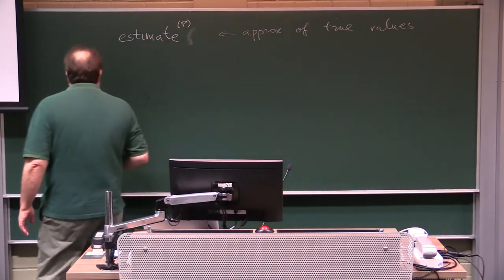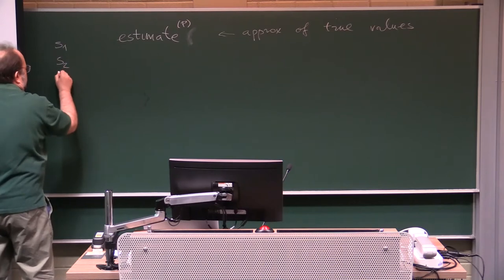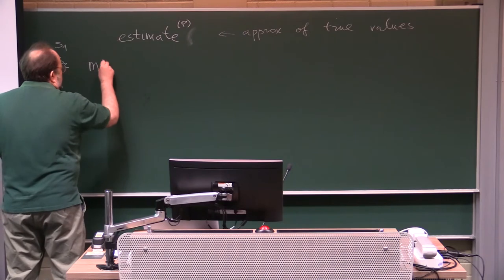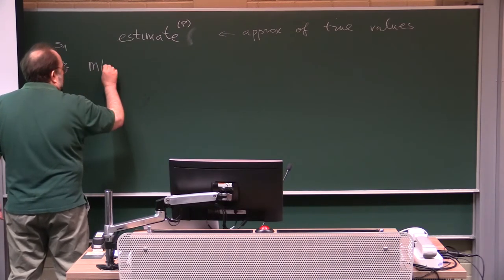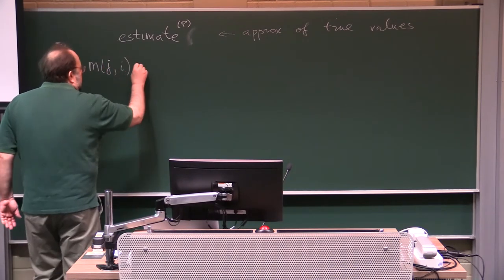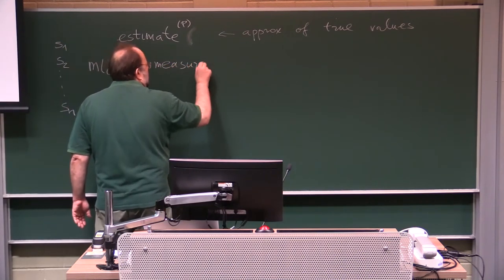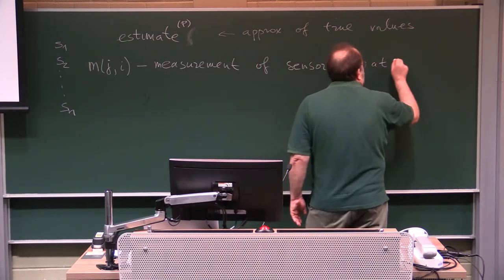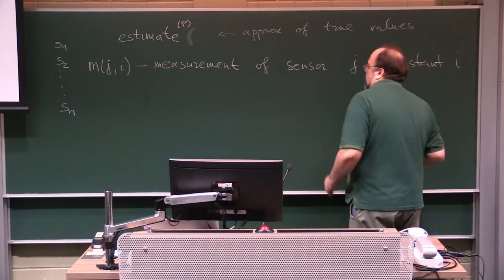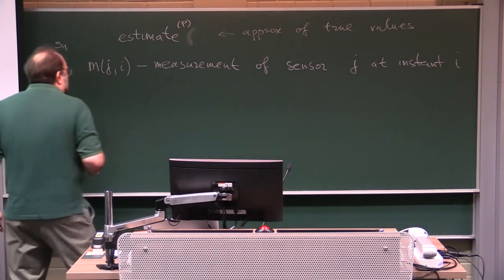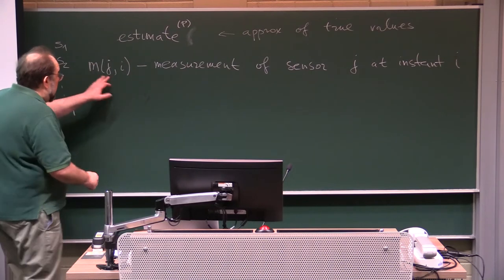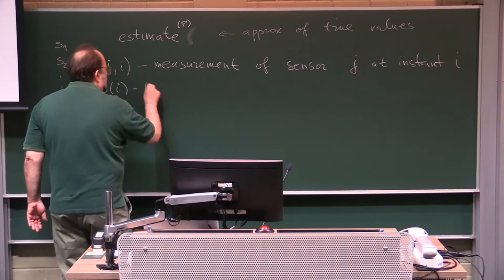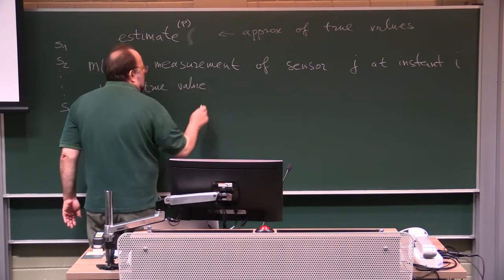And the idea was, so we have sensors, say sensor S1, S2, up to Sn, and they make measurements, say, over time, and we denote by M, I think it was J, I, the measurement of sensor J at instant I. And the idea is to find simultaneously what they are measuring, some true value, let's call it V of I, so that would be the true value at instant I.